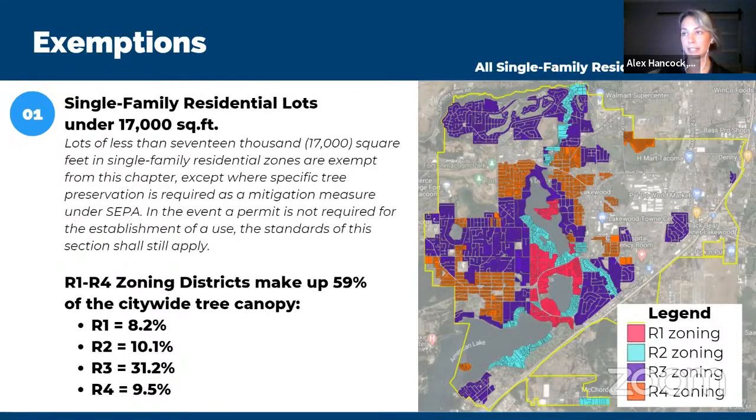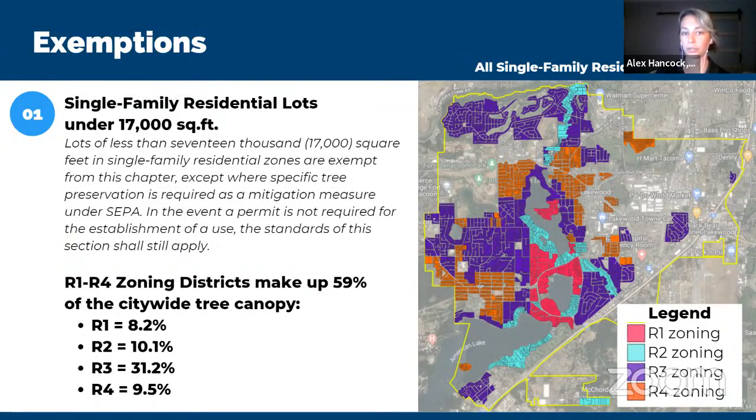I just want to read this exemption quickly. Lots of less than 17,000 square feet in single family residential zoning districts are exempt from this chapter, except where specific tree preservation is required as a mitigation measure under SEPA. In the event that a permit is not required for the establishment of a use, the standards of this section shall not apply.